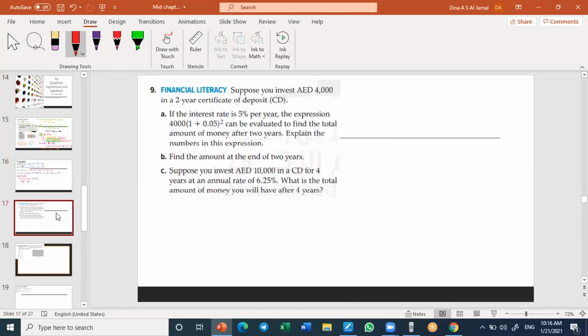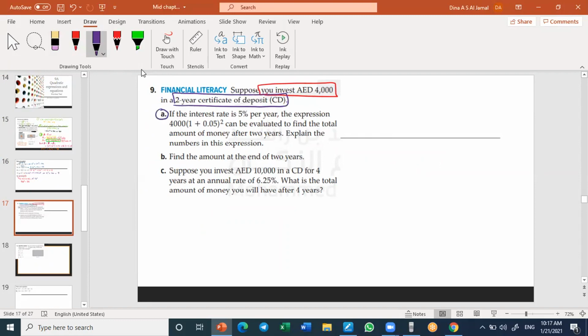This question is giving you an introduction for the other unit. So it will be talking about financial literacy. So suppose you are investing 4,000 dirhams in a 2-year certificate of deposit. Let's look at the question A.